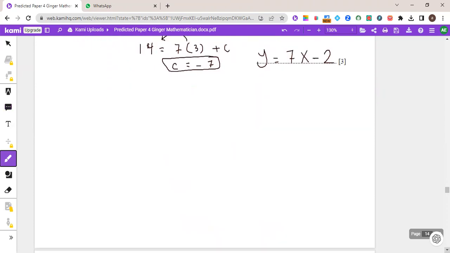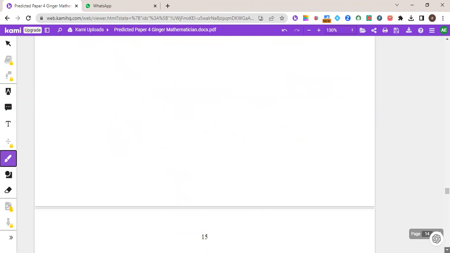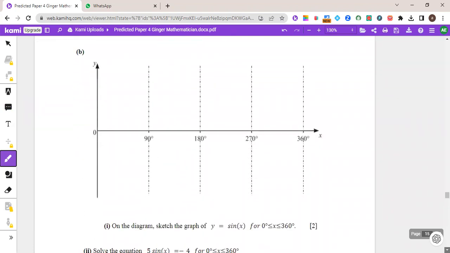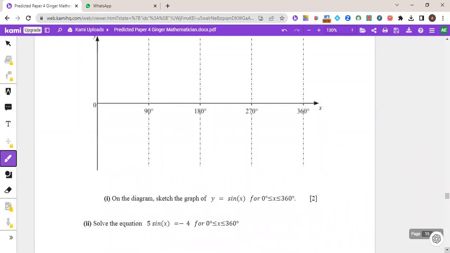Zena? On the diagram, sketch a graph of y equals sine x for 0 smaller than x smaller than 360. Okay. Yes. So we need to sketch this one. Do you remember the sketch of sine? Yeah, sine, it was here like 1 and I put here negative 1. Sine 90, it was 1. Yes. So, and sine 0 is 0.